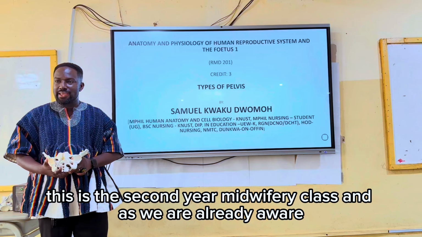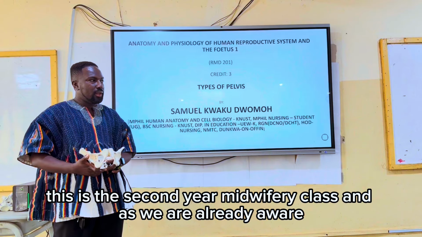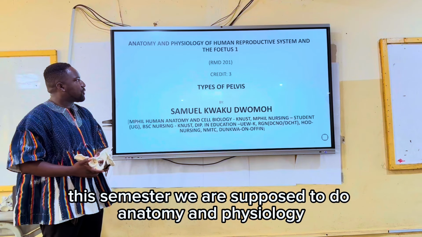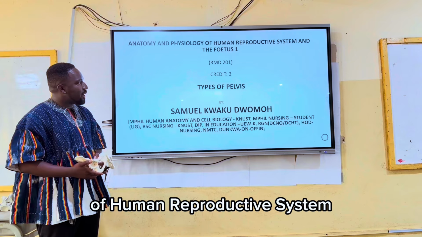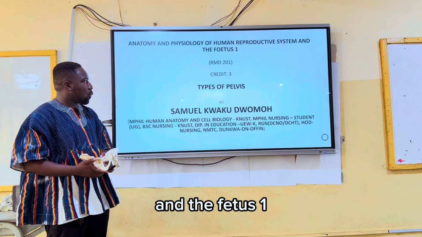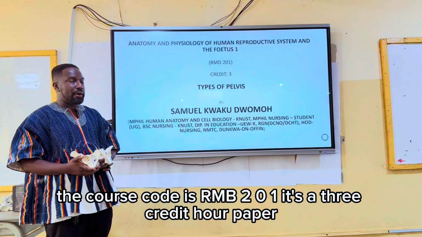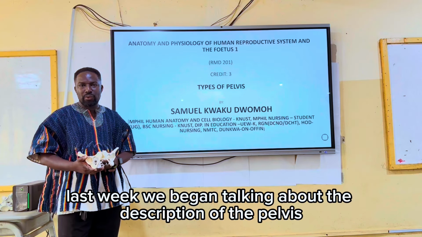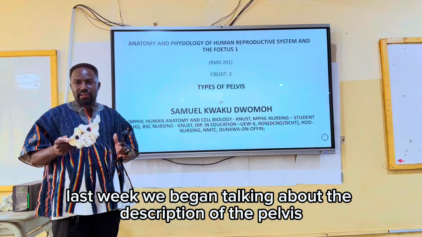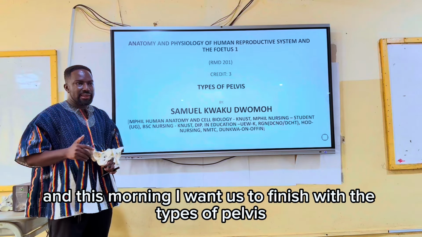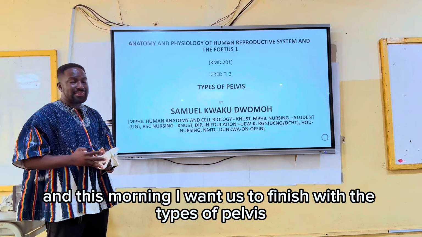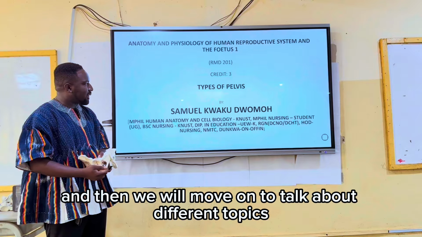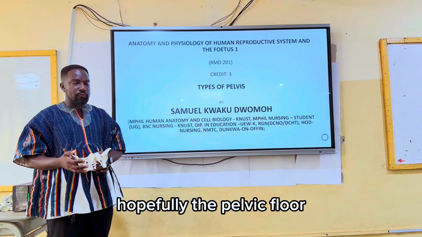This is the second year midwifery class, and as we are already aware, this semester we are supposed to do anatomy and physiology of the human reproductive system and the fetus 1. The course code is RMD 201. It's a 3-credit hour paper. Last week we began talking about the description of the pelvis, and this morning I want us to finish with the types of pelvis, and then we will move on to different topics, hopefully the pelvic floor.